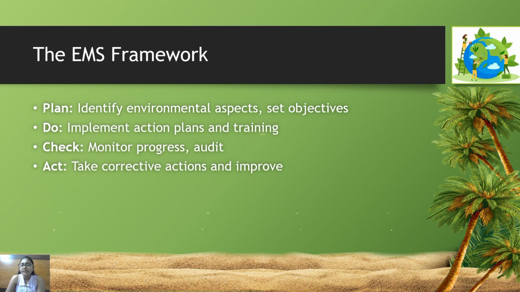The EMS framework: Plan, Do, Check, Act, PDCA. Plan: Identify environmental aspects, risks, and compliance needs. Do: Implement action plans, environmental policies, and training programs. Check: Monitor performance through audits and reviews. Act: Take corrective actions, improve processes, and ensure continuous improvement.